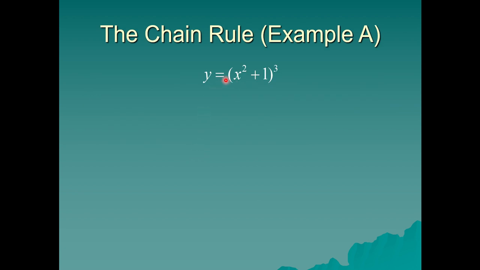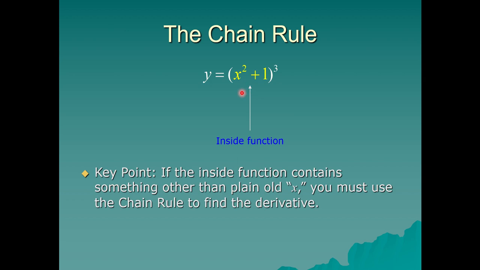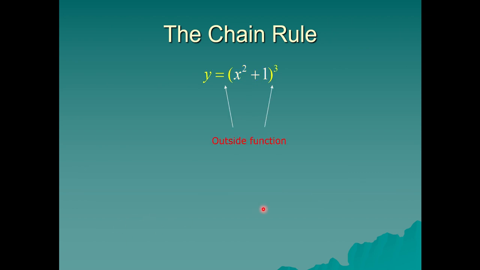The given is y is equal to the quantity x squared plus 1, quantity cubed. The inside function there is our x squared plus 1. If the inside function contains something other than plain old x, you must use the chain rule to find the derivative. And the quantity cubed is considered our outside function.